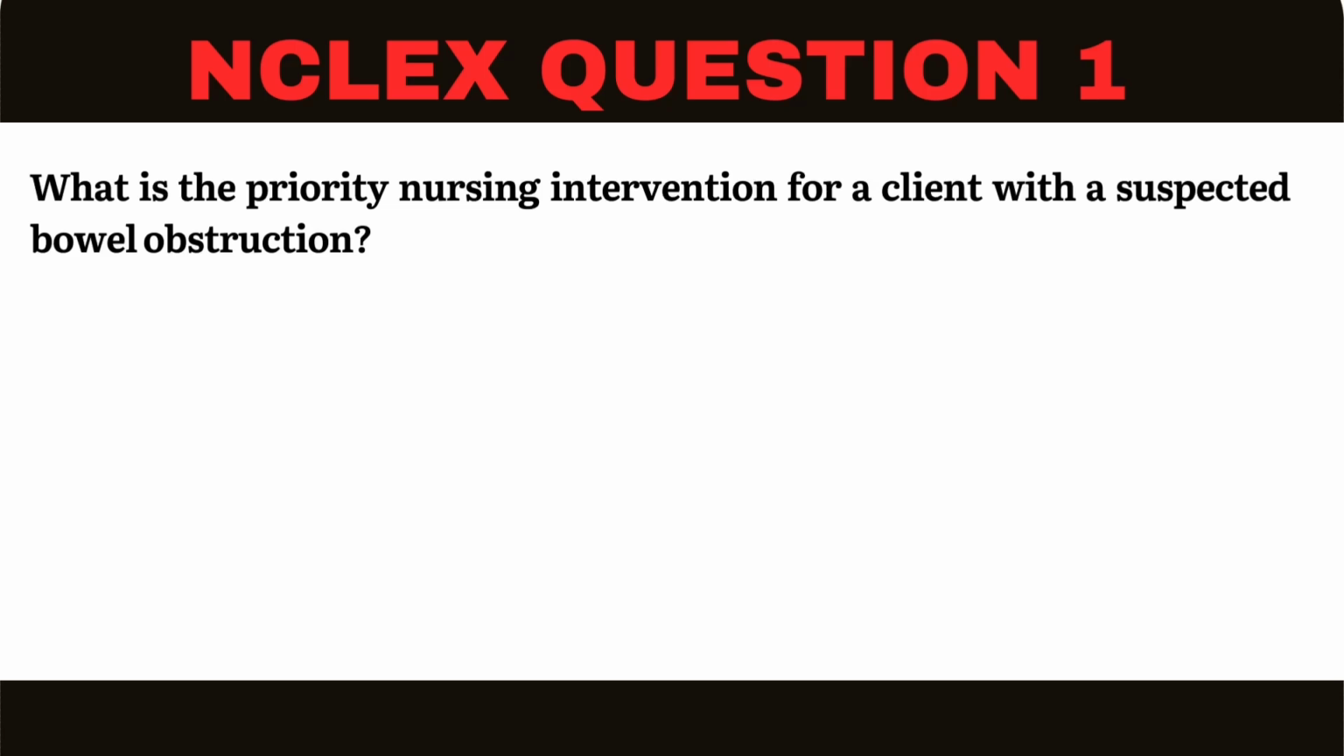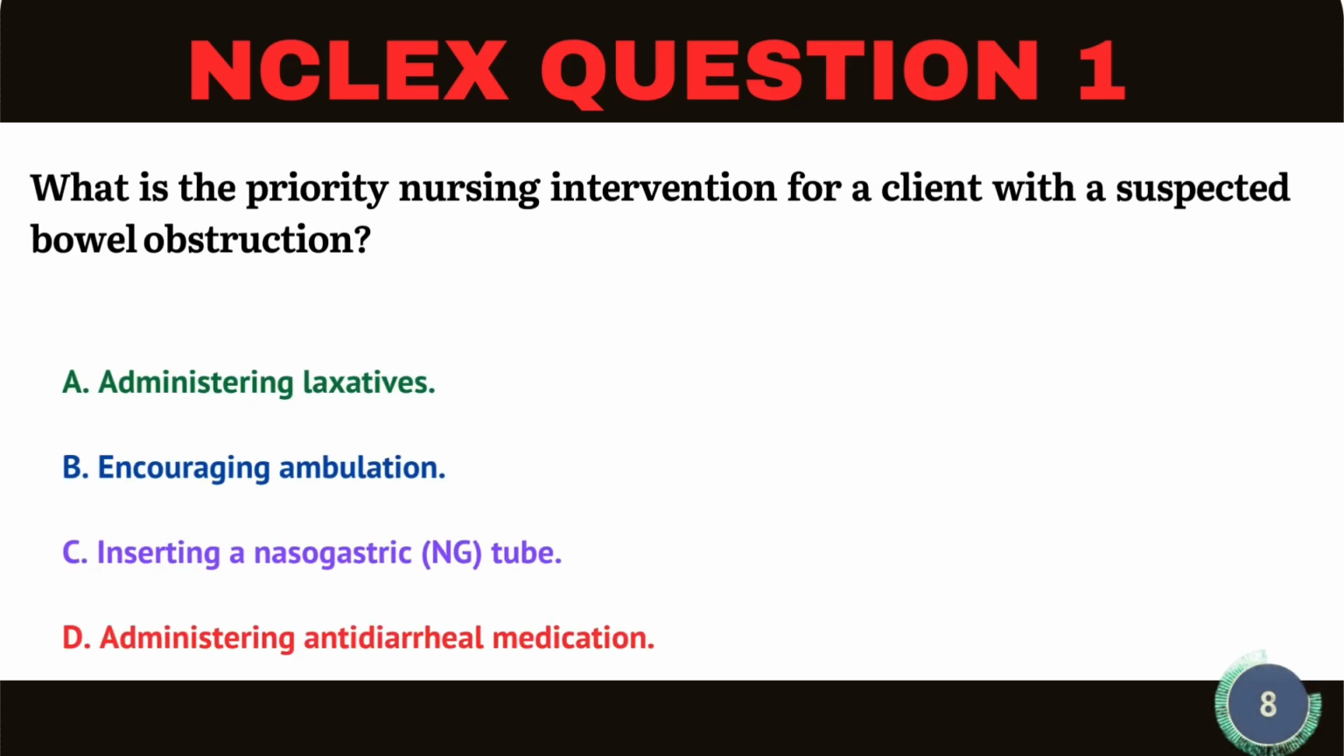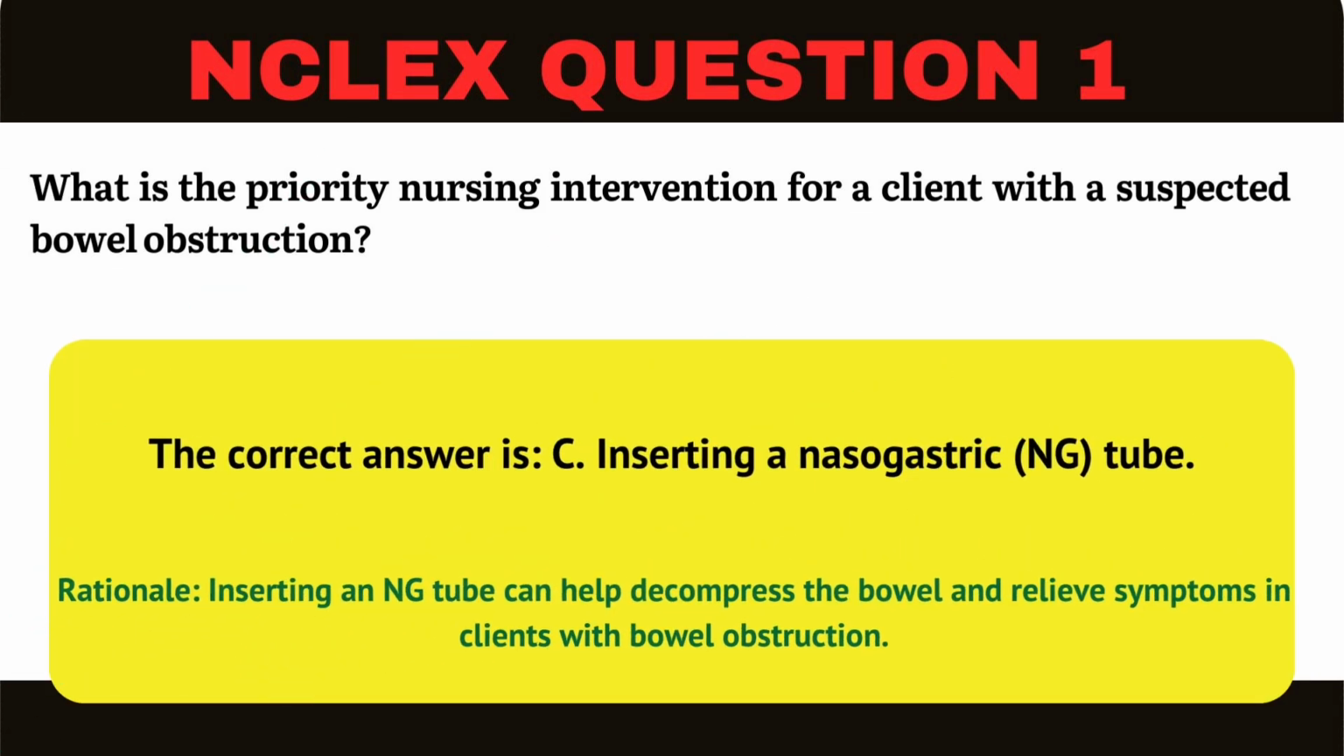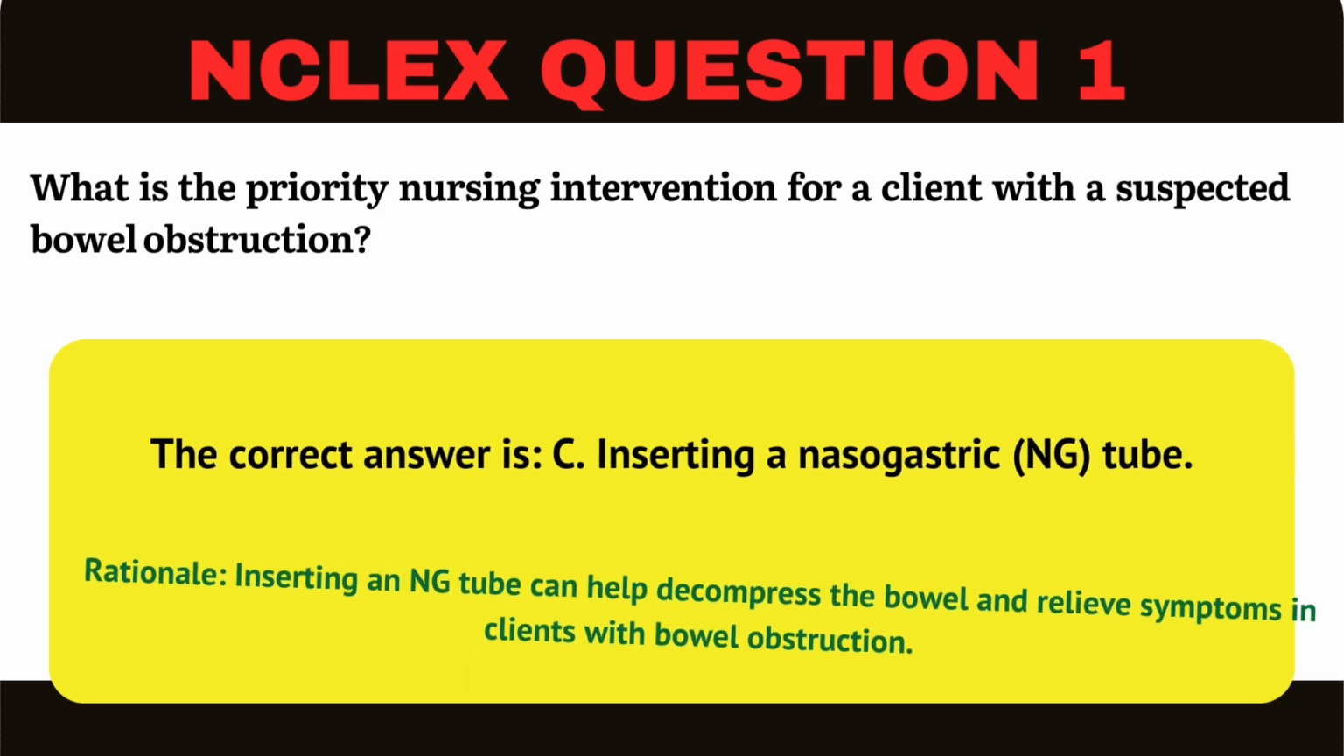What is the priority nursing intervention for a client with a suspected bowel obstruction? A. Administering laxatives. B. Encouraging ambulation. C. Inserting a nasogastric (NG) tube. D. Administering antidiarrheal medication. The correct answer is C. Inserting a nasogastric (NG) tube. Rationale: inserting an NG tube can help decompress the bowel and relieve symptoms in clients with bowel obstruction.